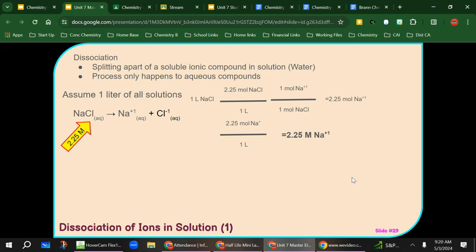So all I have done is taken this, assumed 1 liter, multiplied them together to get to moles, used my ratio step, calculated the moles of sodium ion. Now if I want to find the concentration, I take that moles divided by how many liters of solution there are. Gives me 2.25. We do the same thing for the chlorine, ladies and gentlemen. What do we end up getting?